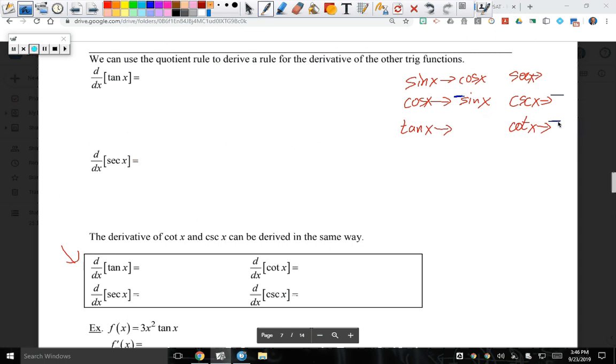Here we go. So the derivative of tangent is the same as the derivative of sine over cosine. So now that I know the quotient rule, I could say low d high minus high d low. Notice the power parentheses over low squared. This is the derivative.